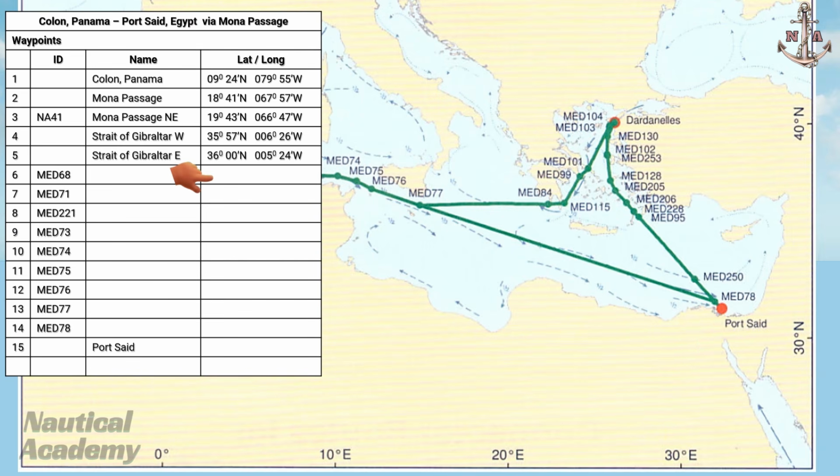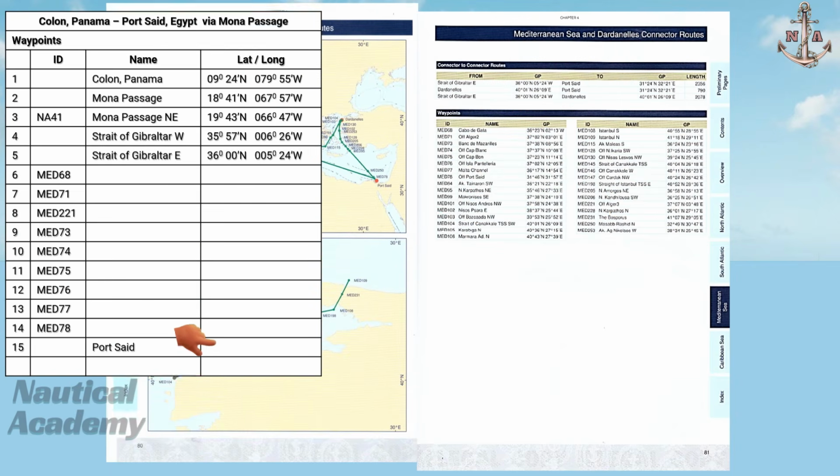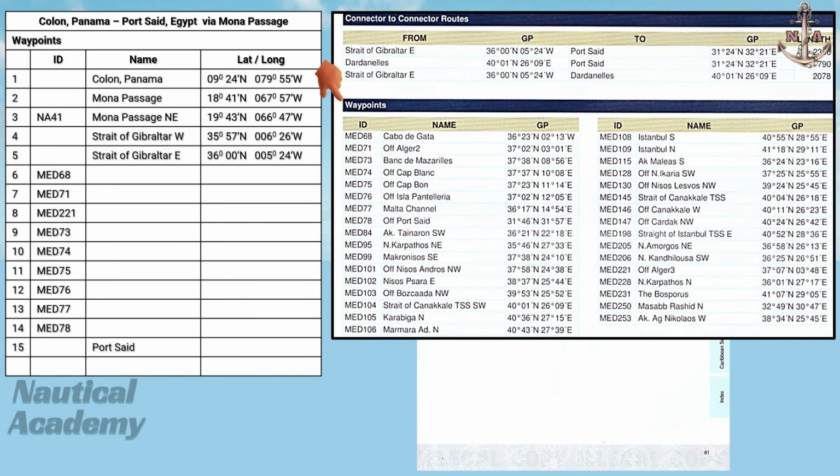Now, to determine the corresponding geographical position for each waypoint, turn to the next page. Below is the list of waypoints. The first column shows the waypoint's ID. The next column shows the waypoint's name, and then the corresponding geographical positions. For Mike Echo Delta 68, the waypoint name is Cabo de Gata, with its geographical position.